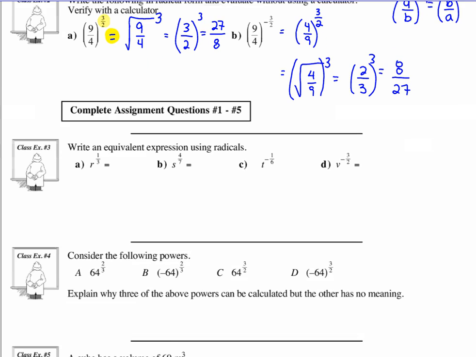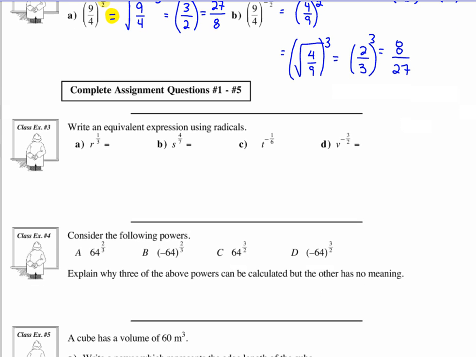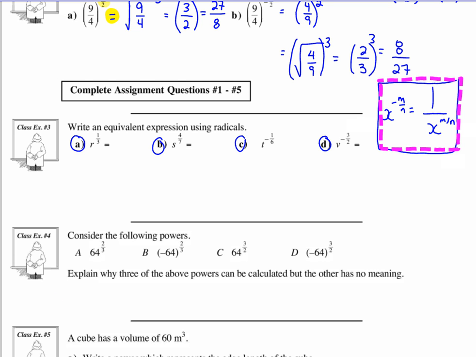This is the last page. Okay. So I'm going to write each. Can you try A, B, C, and D? I'd like you to try. Cubic root of r to the power of 1. You don't have to write the 1. You can write the 1 if you want, but you don't have to. Next one. 7th root of s to the power of 4. You can put the 4 on the inside or on the outside, it's up to you.